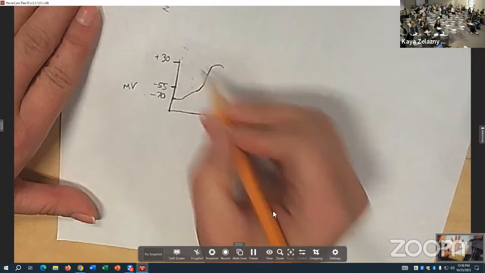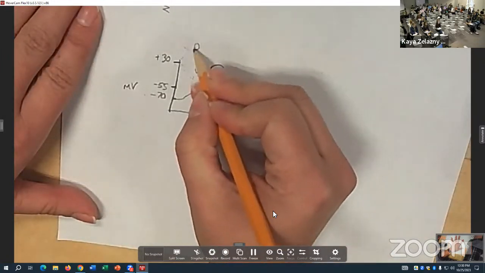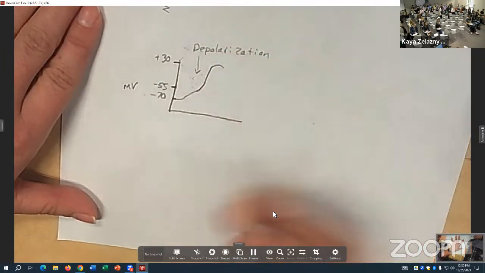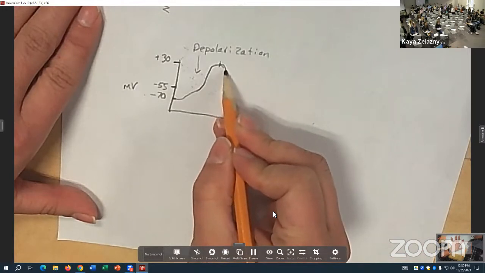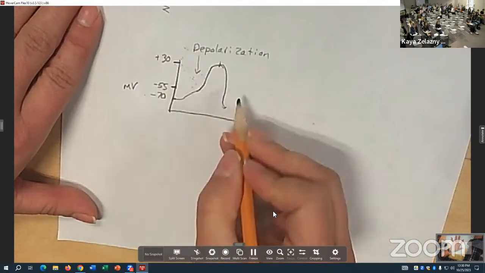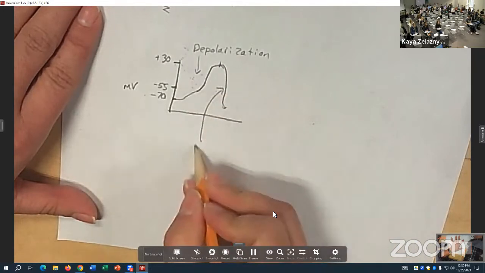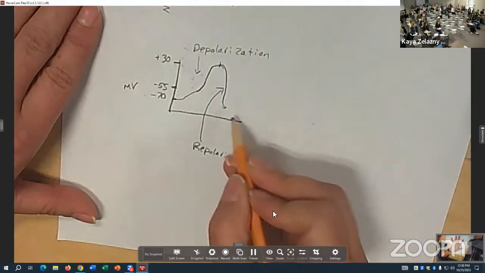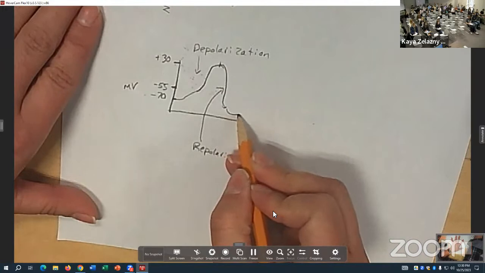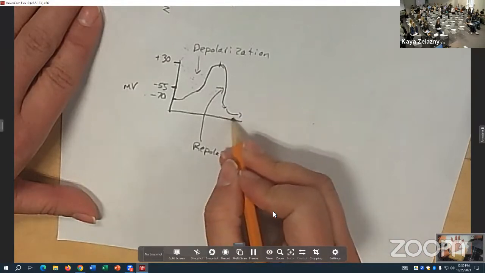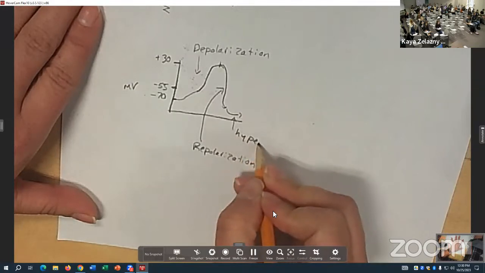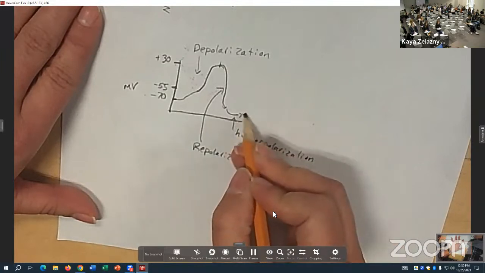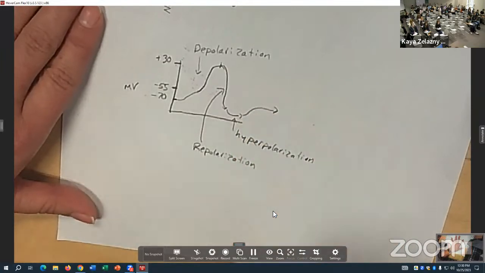This is our depolarization. Okay. So the depolarization phase. Then we see repolarization, so coming back down. This is repolarization. Overshoot a little bit, so we go down below resting membrane potential, so that's hyperpolarization. And then eventually we get back to rest at some point.